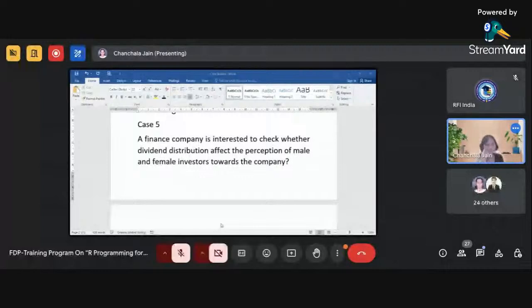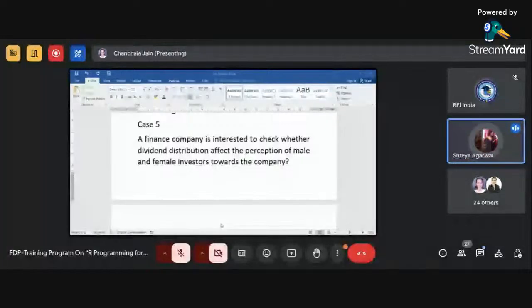Ma'am, actually, currently I'm trying to formulate because perception is a single variable. I mean, male and female are the two categories of that perception. And for each category, there is a dividend distribution. So there are only two levels. So I'm just thinking.